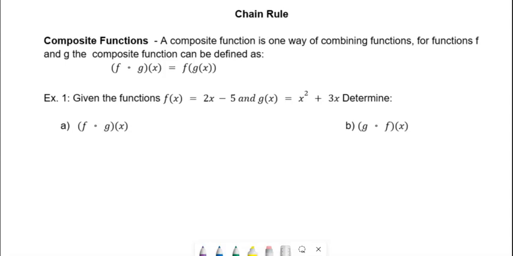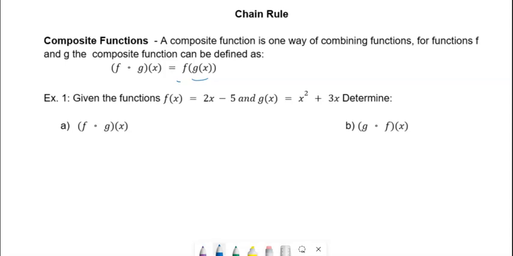We're going to move on and learn another rule for taking the derivative of composite functions. But before that, we're going to quickly review what composite functions are. A composite function is one way of combining functions. For functions f and g, we can define the composite function f of g at x to be f of g of x.